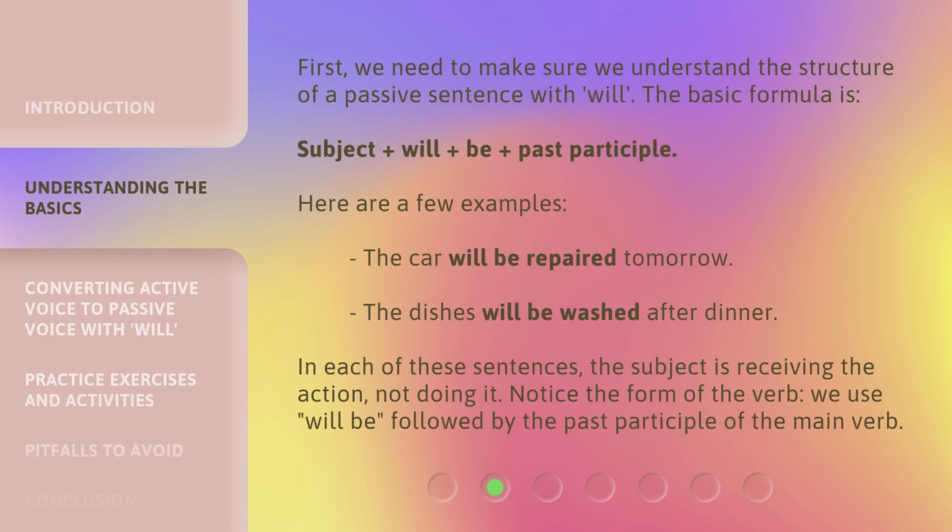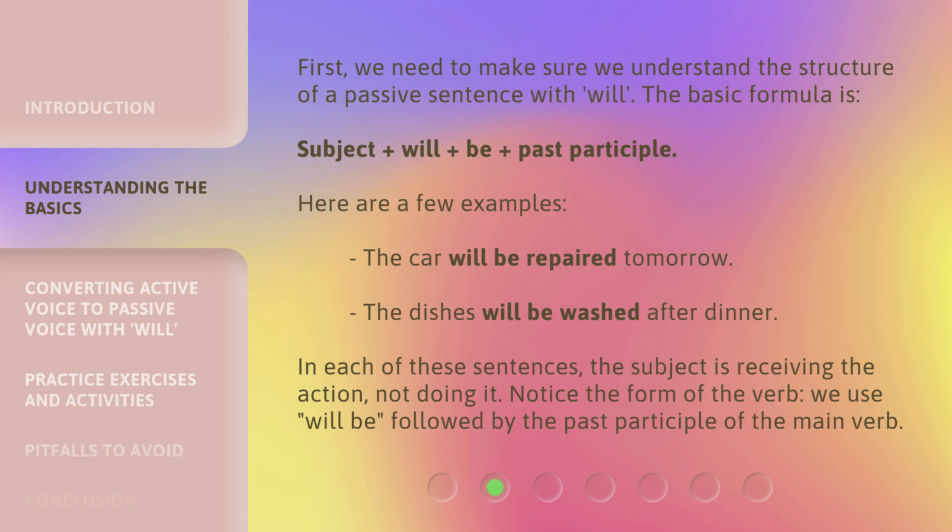First, we need to make sure we understand the structure of a passive sentence with will. The basic formula is subject plus will plus be plus past participle. Here are a few examples. The car will be repaired tomorrow. The dishes will be washed after dinner.